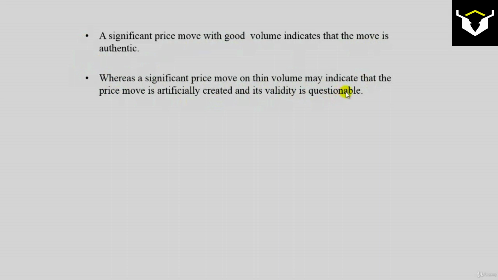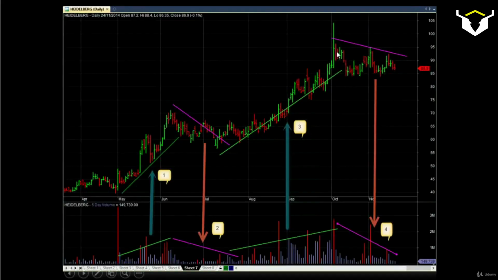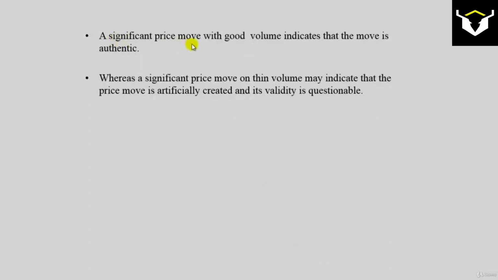You can take an example of this price move. Price fell down quickly, but there was no increasing volume, rather there was decreasing volume, suggesting that this downside price move is questionable, or the trend has not yet changed. Hence, price moves backed up with good volume are authentic. Price moves backed up with thin volume may be questionable.